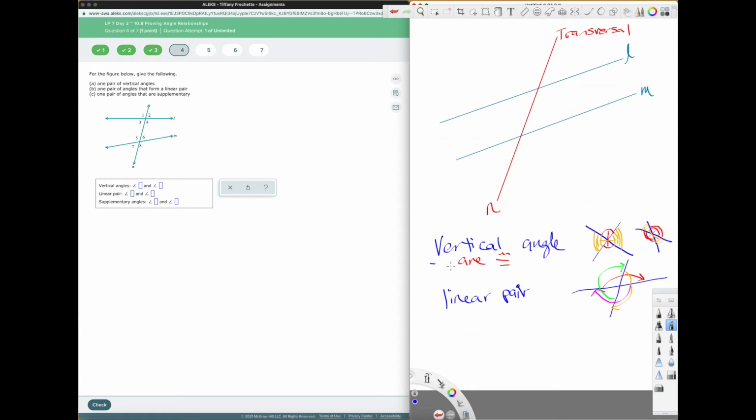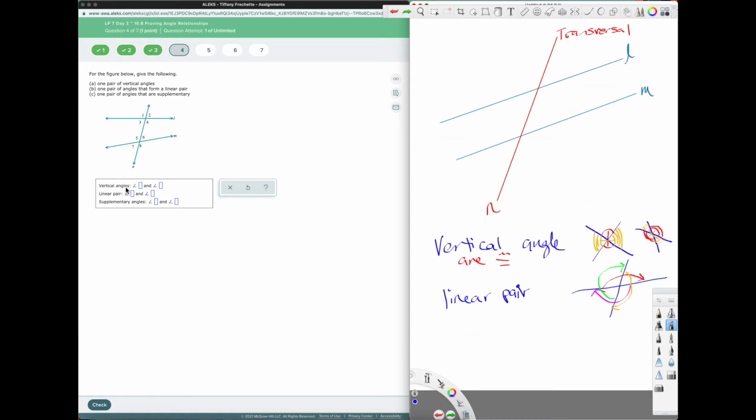Which ones are vertical? We know those are congruent. Those are the only relationships we know about right now that are congruent. And for supplementary, the only thing we know about right now is linear pair. So if they ask you for supplements, you can type in the exact 2 angles that you typed in for linear pair. If they ask you for congruent, you can use the same 2 angles you did for vertical.